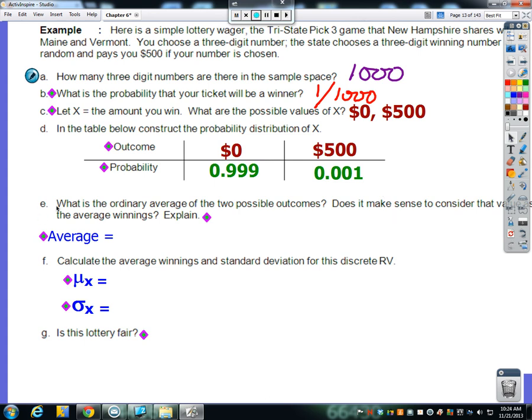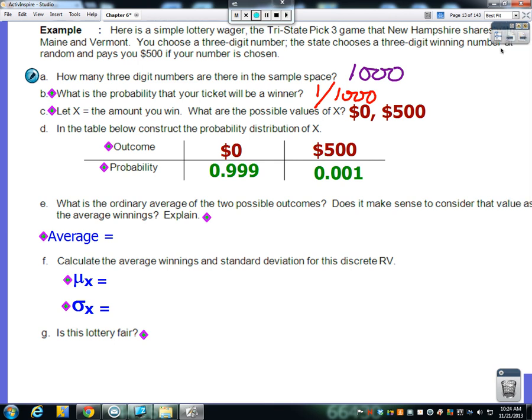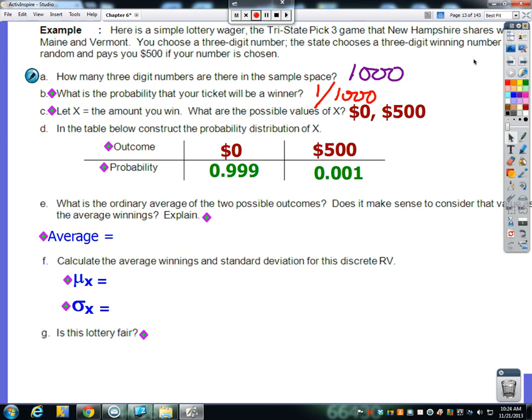All right, so what is the ordinary average of the two possible outcomes? Does it make sense to consider that value as the average winnings? So normally if we had 0 and 500, the average of that is 250 bucks. Does that mean on average we're going to win 250 bucks when we play the lottery? No, that doesn't make any sense at all. We don't have a 50-50 chance of winning $0 and $500.